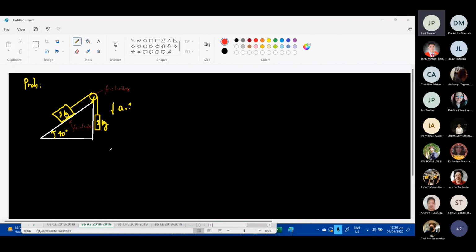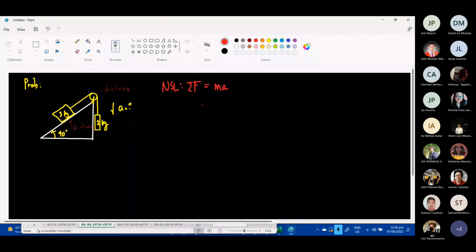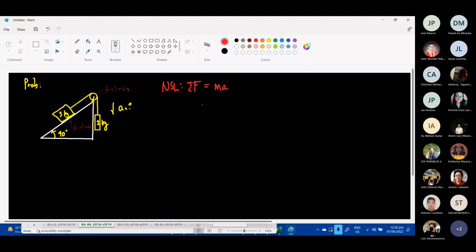Okay, so who would like to work on this? May I have a volunteer? Newton's second law: F is equal to ma, or the summation of forces equals ma. Any volunteer?